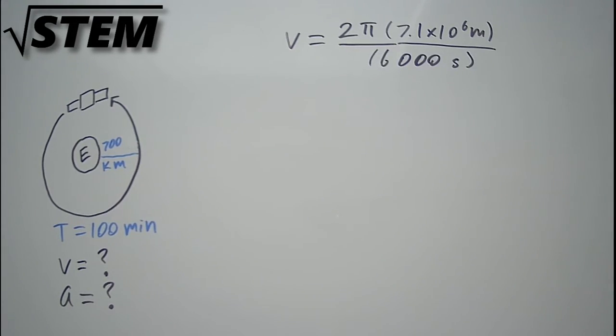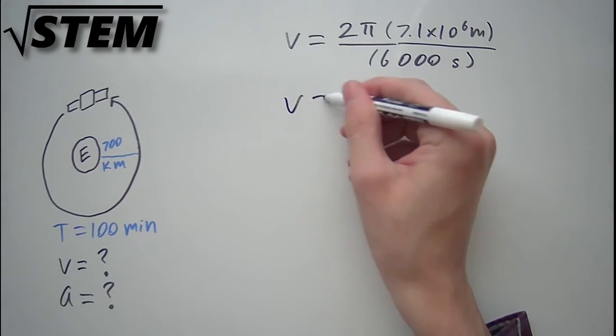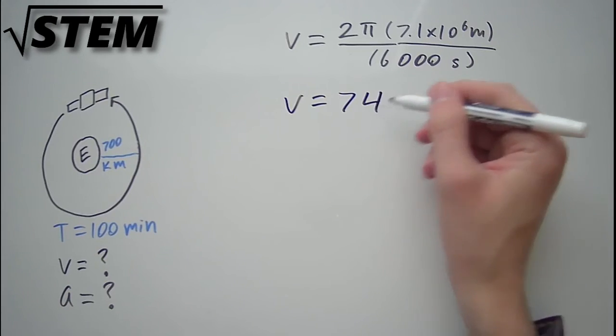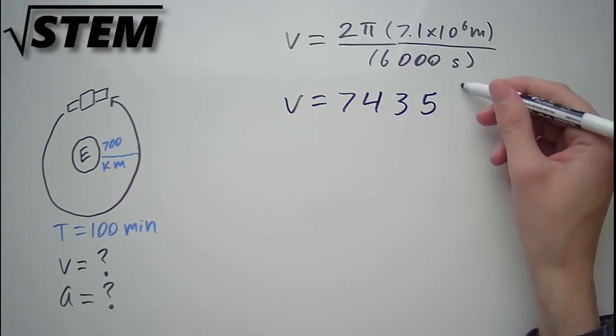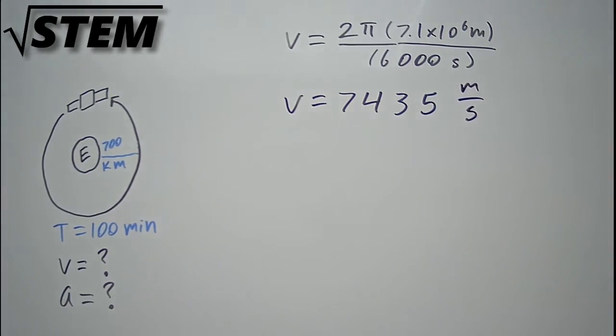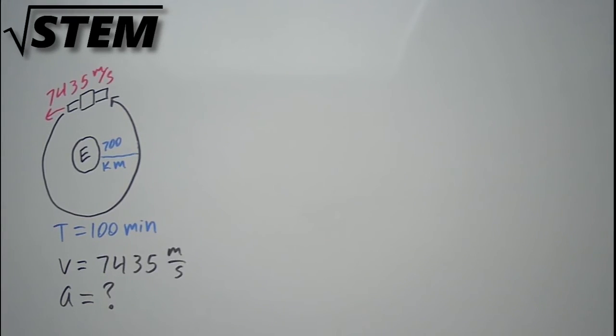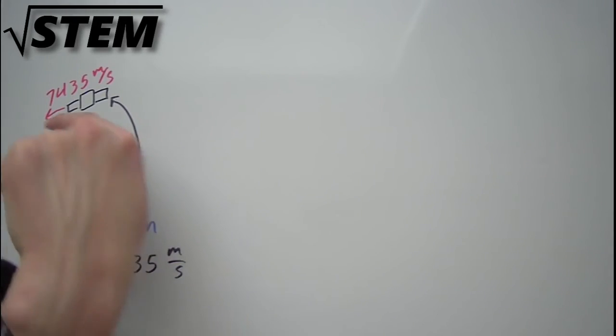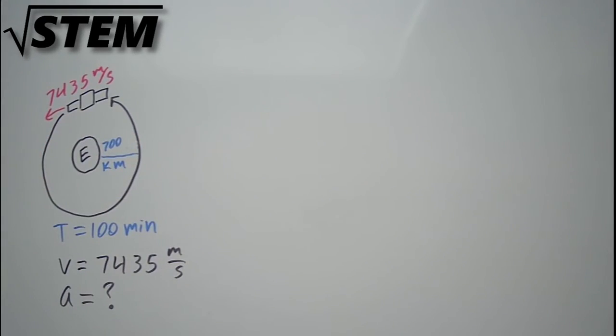And with these values plugged into our formula for v, we'll find that the velocity is equal to 7,435 meters per second. So we know our satellite has this constant orbital speed in the tangential direction. That means its orbital velocity is not changing, so the only acceleration is inward in the radial direction to keep it in its circular orbit.